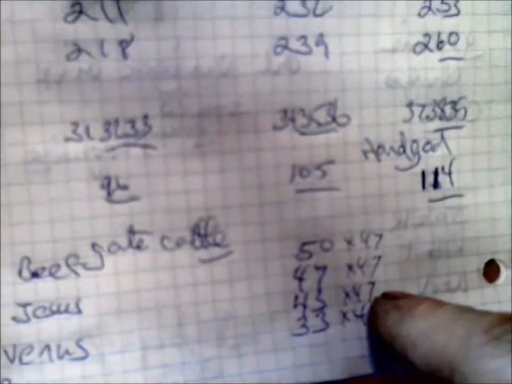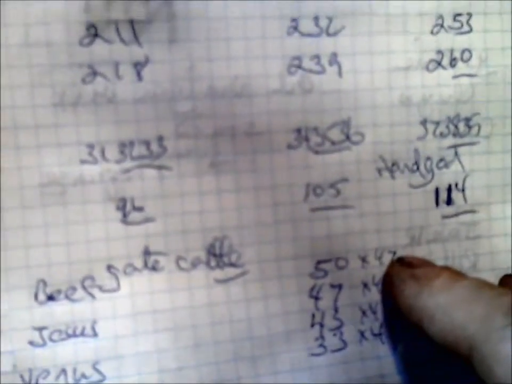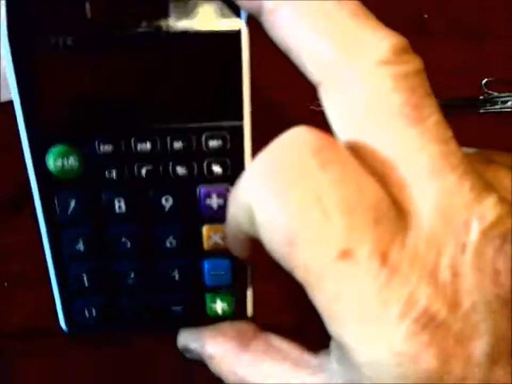50 times 47 is 2350. 43 by 47 is 2021. And 30 by 47 is 1441. Let me see that calculator. 30 by 47 equals 1410. 1410. I don't have that answer 1410, but I will tell you what it is.